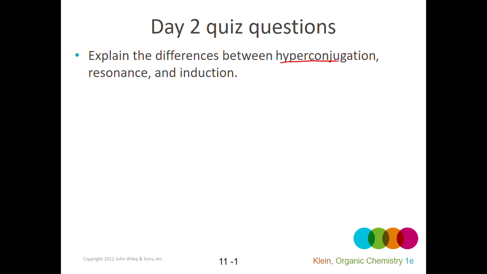So on Monday we talked about hyperconjugation, and that's where a p orbital that is either empty or full with one electron, so it wouldn't be full, it'll be half full.